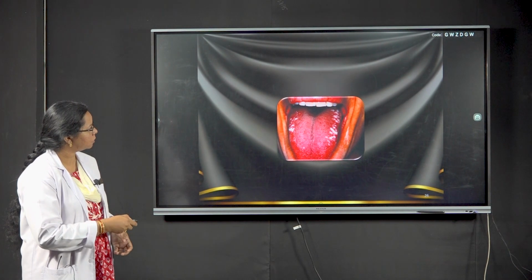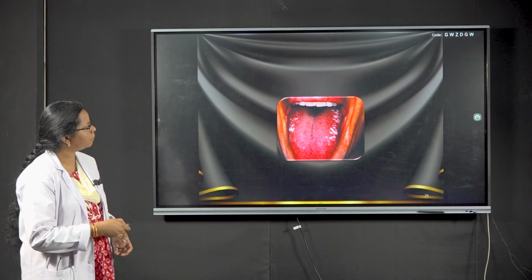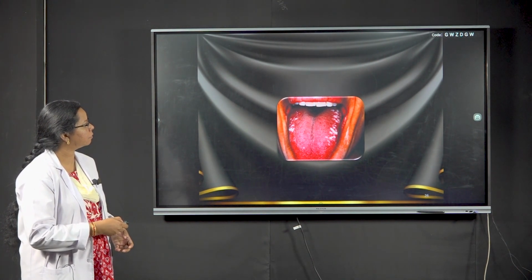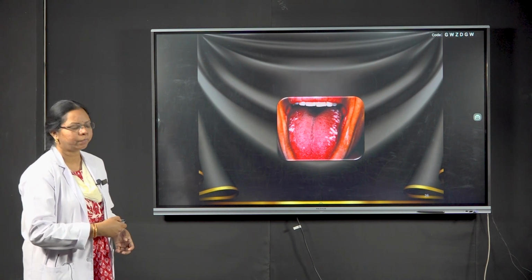So this is the lesion. You can notice the palisaded appearance, especially on the lateral border of the tongue on both sides of the tongue.